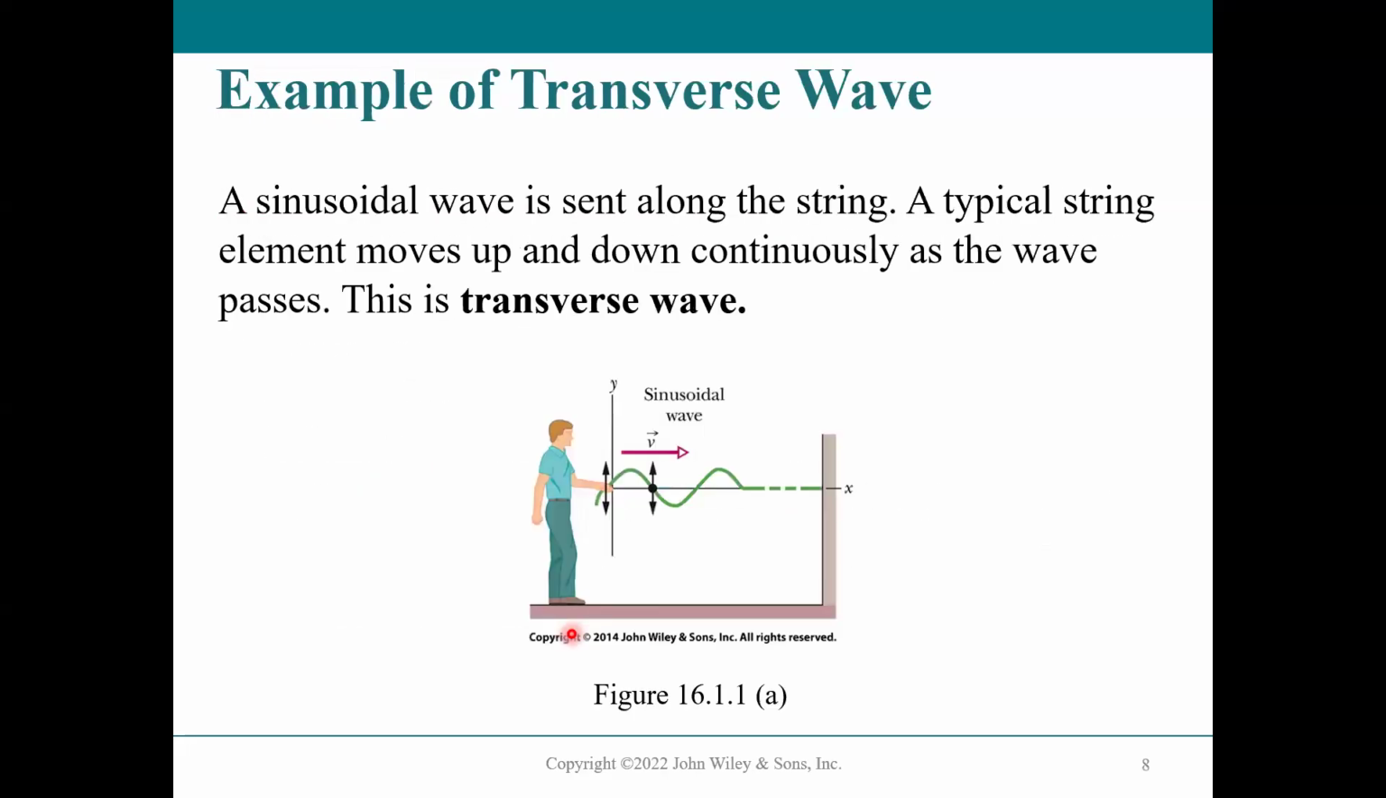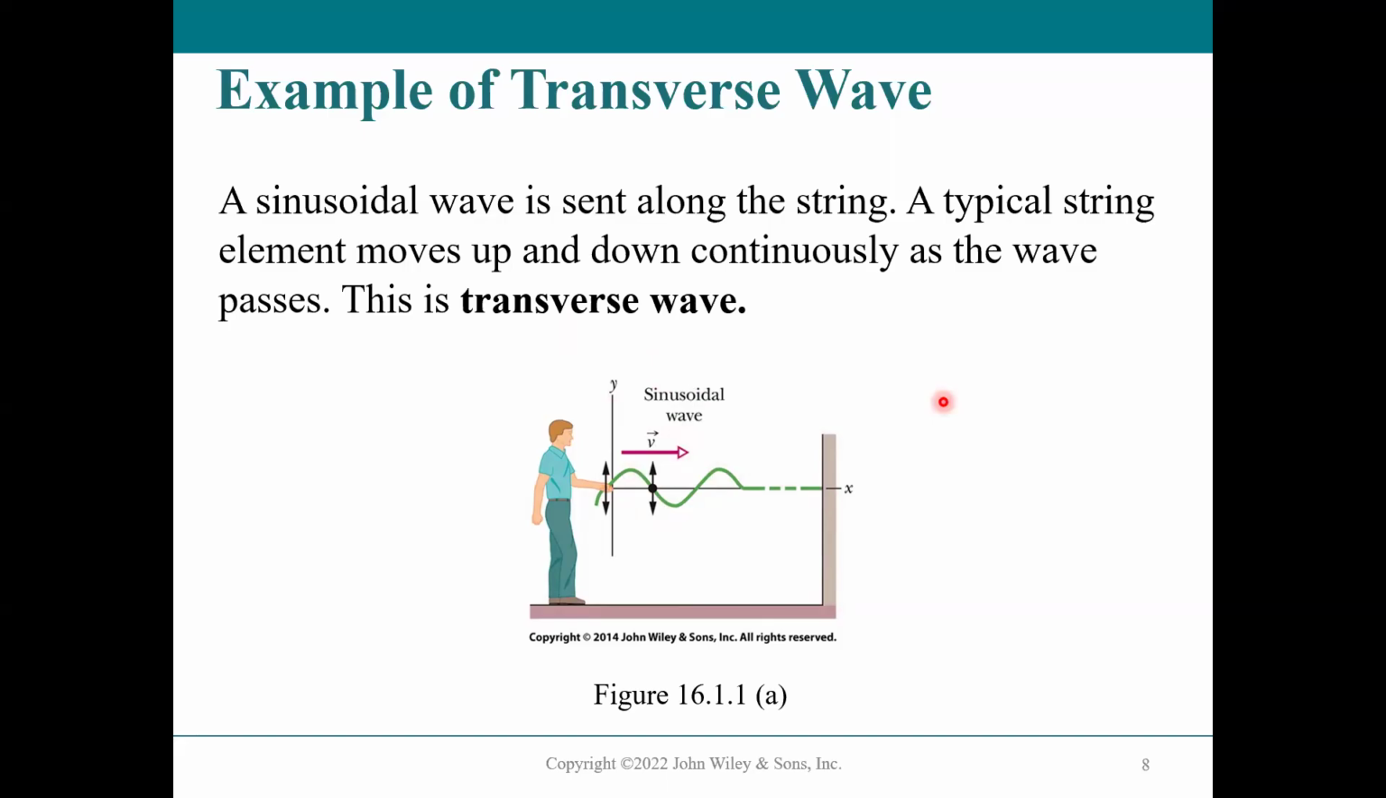Okay, and then this is an example of a transverse wave. A sinusoidal wave is sent along a string. If we make the string vibrate, the energy will be transferred. So this is a kind of transverse wave. For example, the displacement is up and down, and then the wave's speed is to the right side. This is the sinusoidal wave.